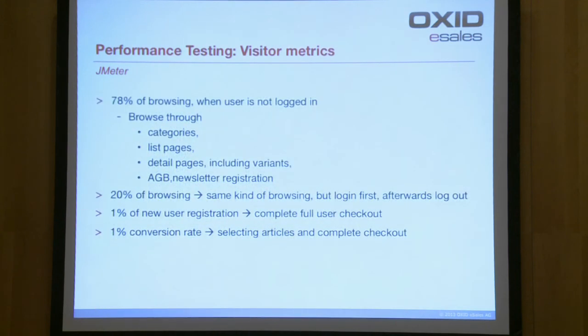JMeter, what kind of scenarios did we use? This is either look there or look here, but here it's now too small. One moment. Where was this?